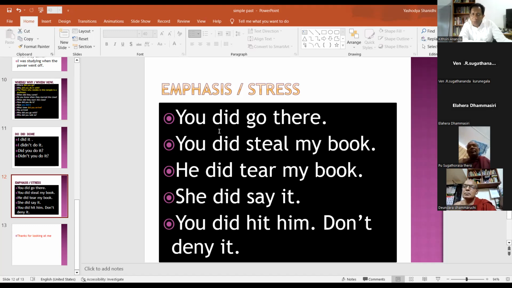So likewise, you know that when it comes to an idea, it could be developed in a different way. So we cannot be restricted, or we cannot say this is the only way of making the idea. He did tear my book.